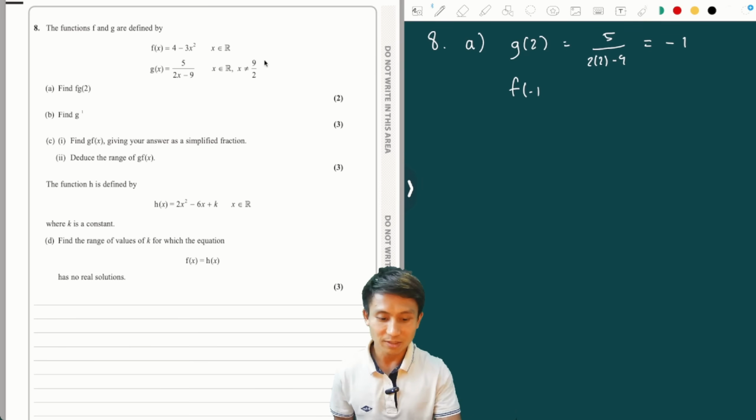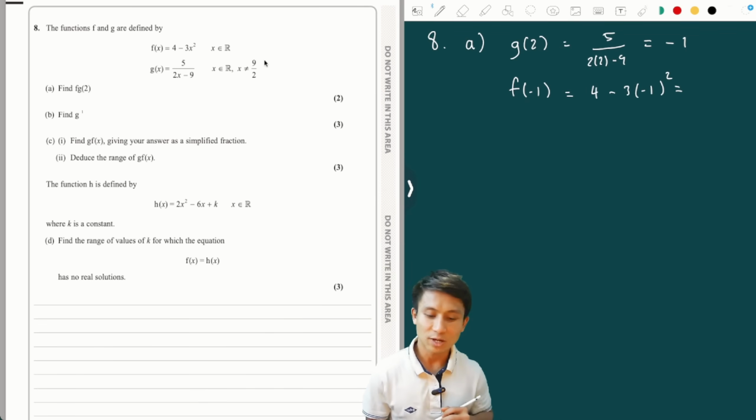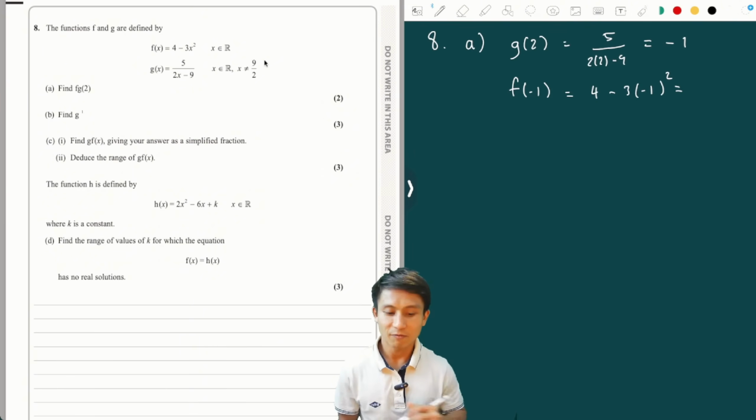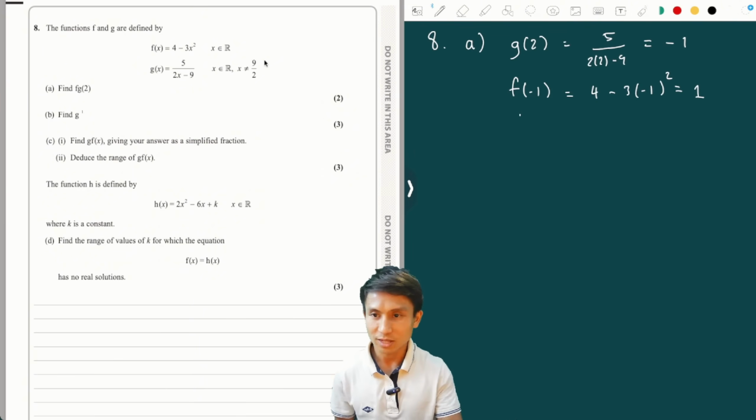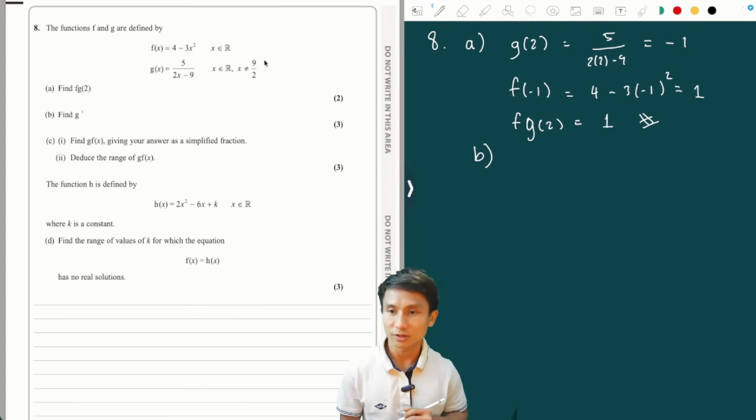So f of minus 1, we substitute minus 1 into the function. Minus 1 squared is 1. And then 4 minus 3 is 1. So that means f of g of 2 equals 1. Okay, that's fine. Find g inverse.